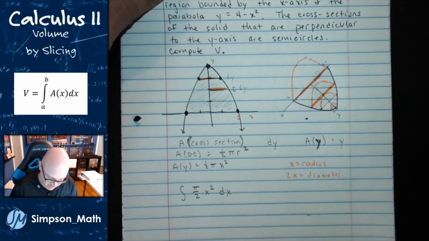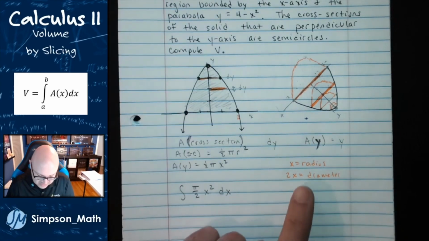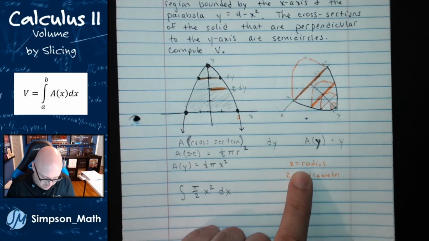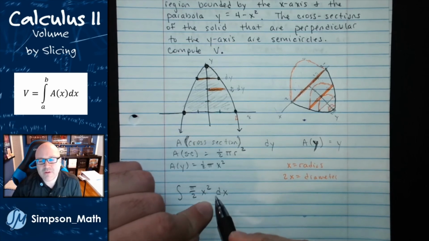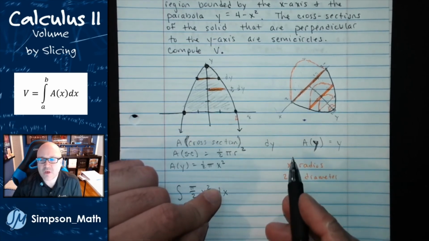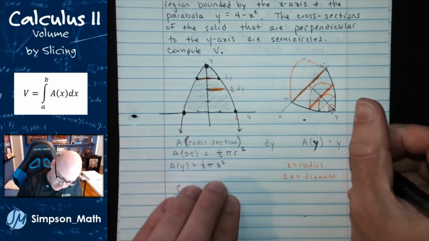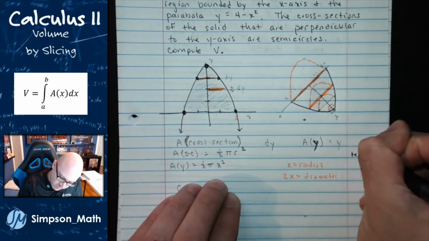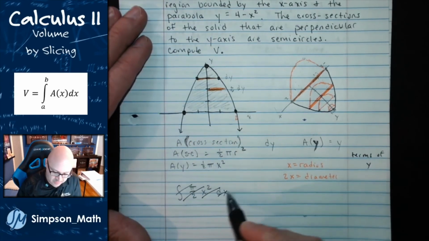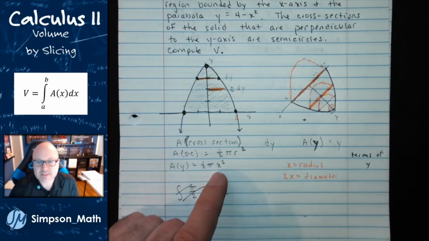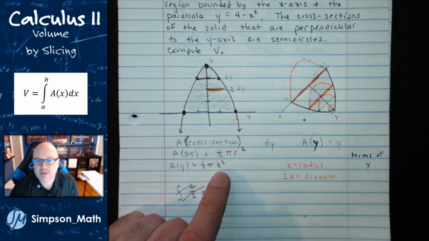Oh, I'm sorry. I just went through the whole process of saying I needed a y. So I'm not ready to integrate yet. I need this in terms of y. I'll send that over here. Terms of y. So I'm not quite ready yet. Right now the radius is written as an x. So what is that as a y?